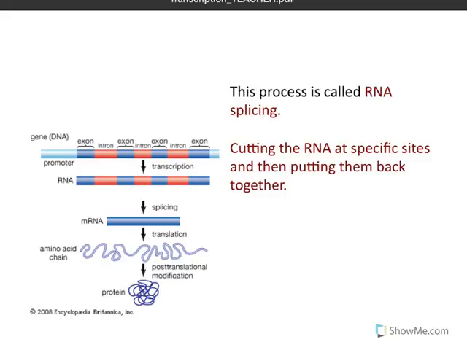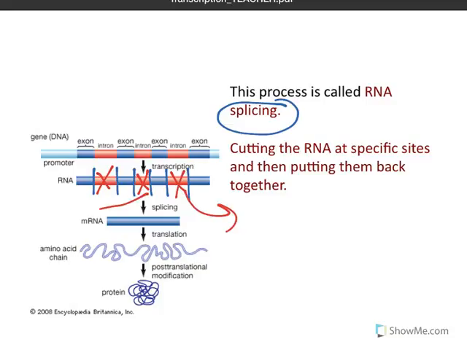So this process is called RNA splicing. They call it splicing because basically I'm slicing the RNA into these little sections. And then I'm cutting out my introns, so those guys get removed. And then I put all my exons back together again. So RNA splicing is one type of post-transcription modification that happens.